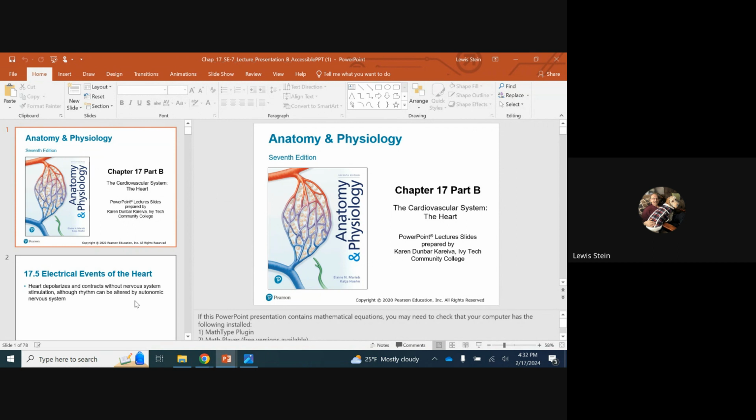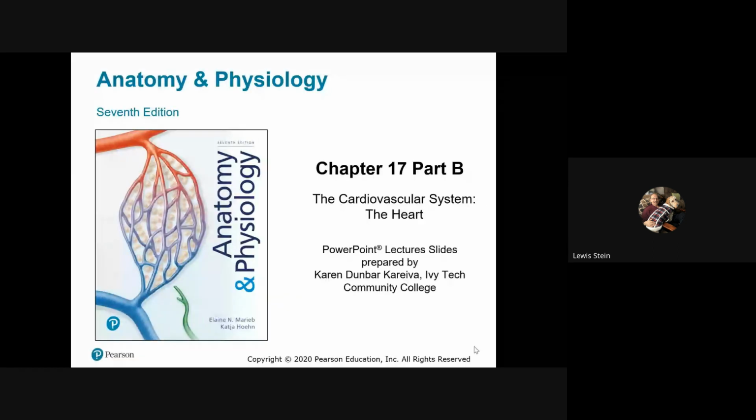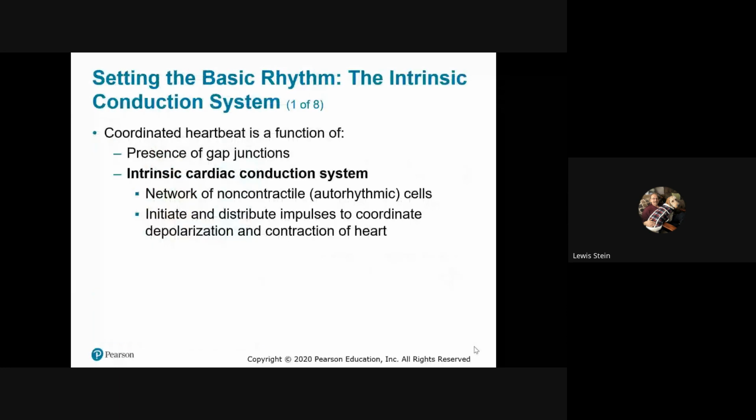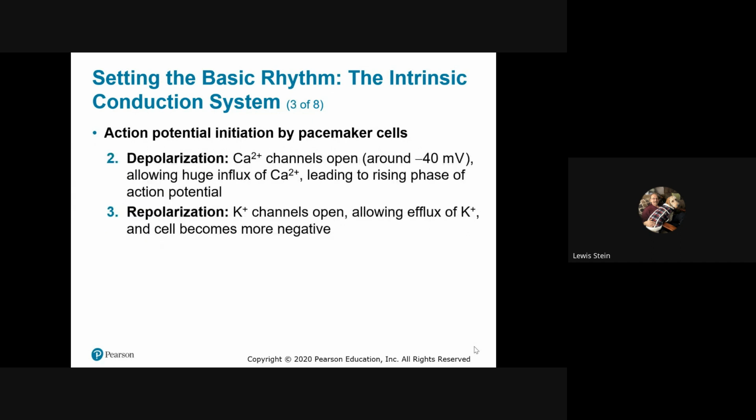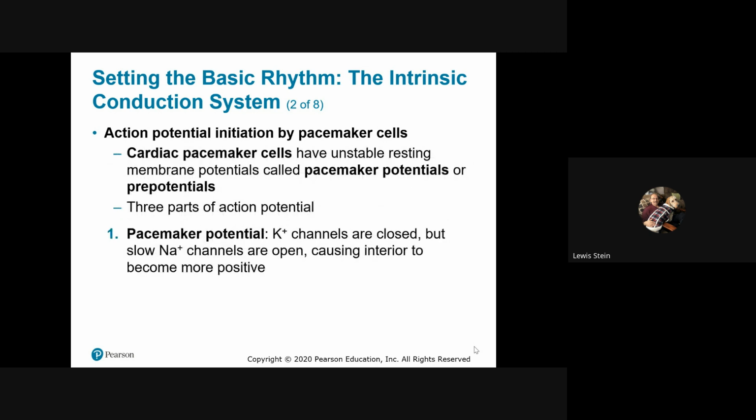Here's the quick version, if you were not here or if you were here and you're just hearing it again, that's fine. This all has to do with the pacemaker cells and pacemaker potential. Basically, first we want to look at what it means. The action potentials are different because these cells do not contract, but it's all about their electrical activity, and they're part of this intrinsic cardiac conducting system.